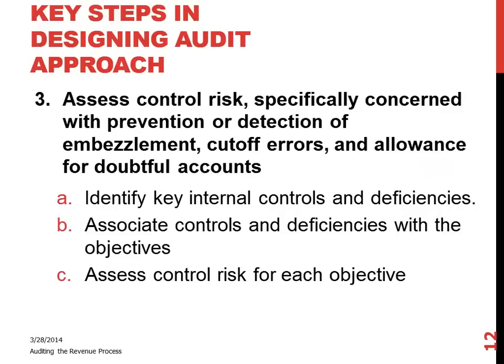Once you've done that, the next step is to assess your control risk. So you're going to look at, again, what are the controls that we would expect to see around the revenue cycle? What's critical? Obviously, you have to have a segregation of duties. So you want to identify what are the key internal controls and what, if any, deficiencies have we found in the past. And look at those deficiencies and associate them with your audit objectives and then assess what the control risk is for each objective.